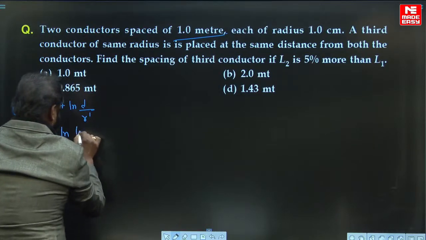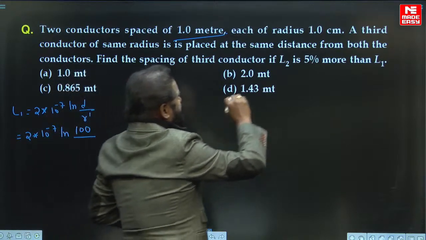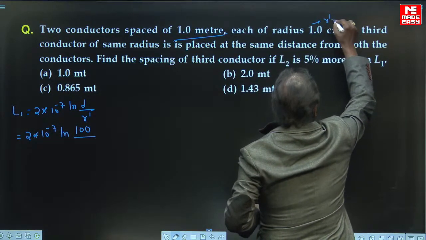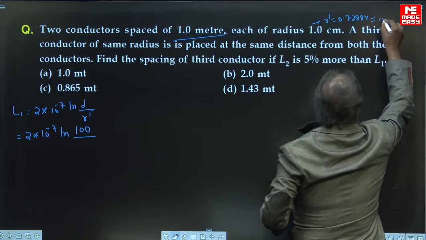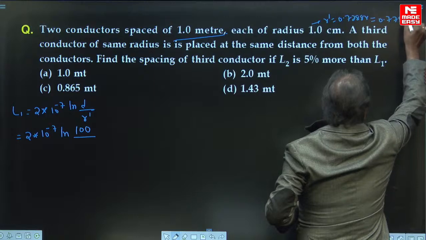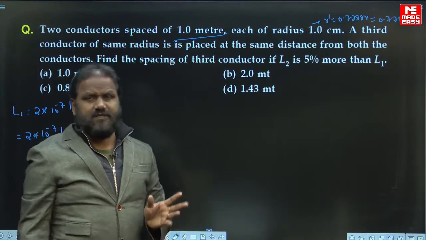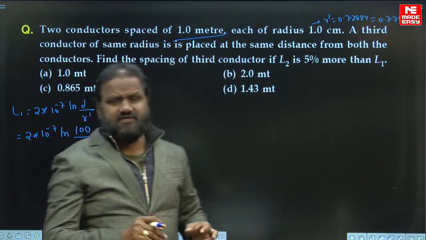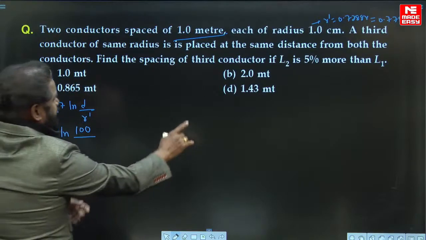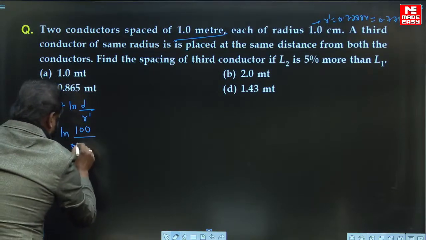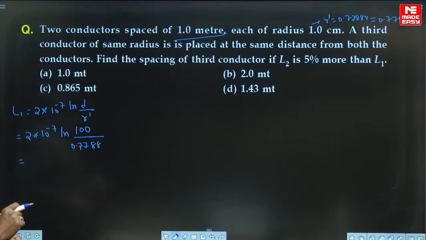Radius is normally in centimeters, so you can take a 1 centimeter radius. Then r dash is equal to 0.7788 r, which is 0.7788 centimeters. Here the space is limited, so I need to organize the question, and wherever space is available I am writing. Please take care in that direction. So r dash is 0.7788. How much does that amount to?